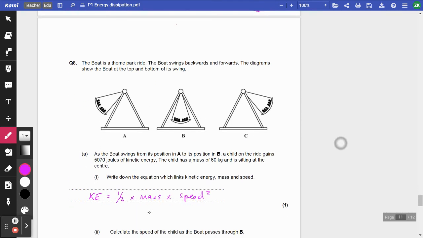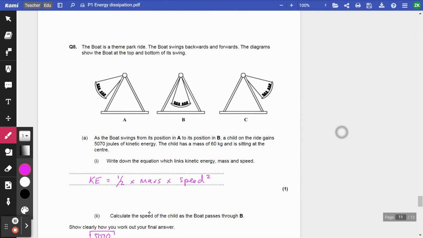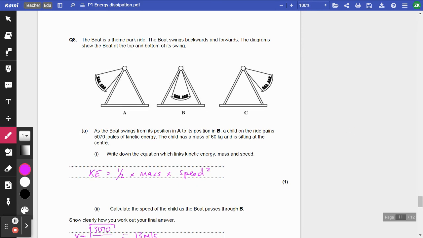Okay, and finally, question 8: the connect. You've got a theme park ride moving left to right, left to right, swinging. GPE is converted into KE, KE back to GPE, and keeps on doing that. Write down the equation for kinetic energy: half times mass times speed squared. As the boat swings from position A, which is this position, to position B, the child gains kinetic energy. So when the boat goes from here to here, GPE is lost and it's converted into kinetic energy.